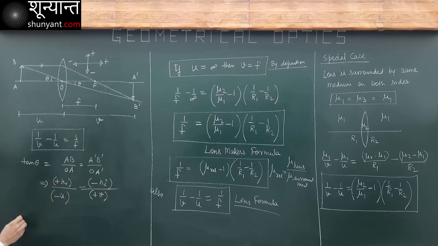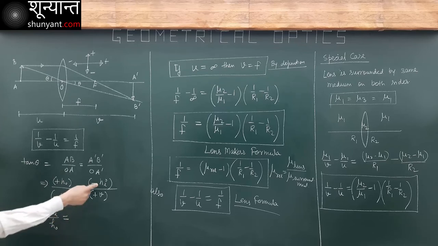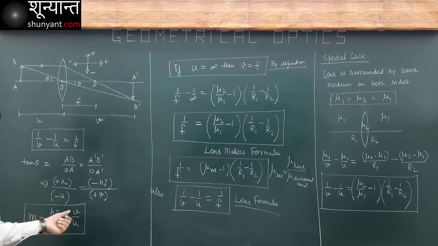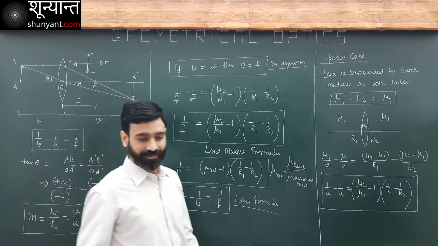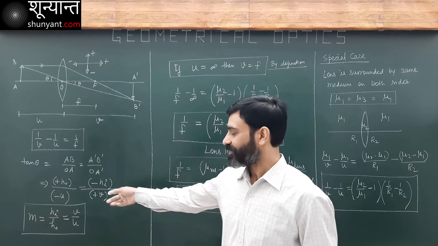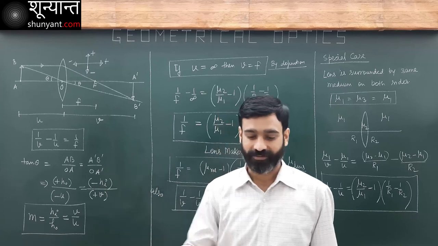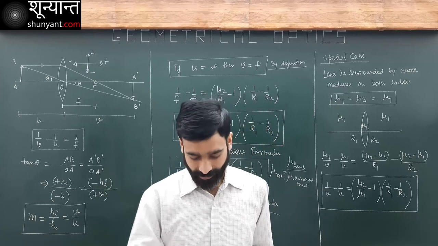I get magnification. Magnification m is the height of image over the height of object. From here I can find out it is simply equal to v over u. In case of a mirror it was minus, in case of a lens it is v over u, plus v over u, that's it.